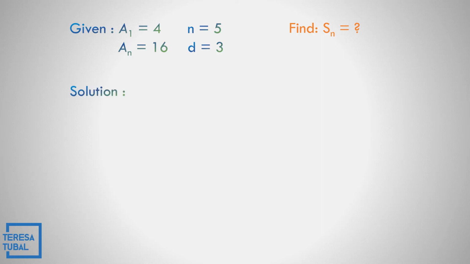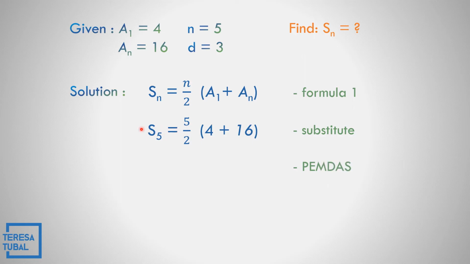What is the best method to solve this one? The best method is Formula 1. So that is S sub n is equal to n over 2 times the quantity a sub 1 plus a sub n because we have the last term. We need to replace all the values in the formula, so that becomes S sub 5 because n is equal to 5. n is 5 divided by 2. The first term is 4. The last term is equal to 16.